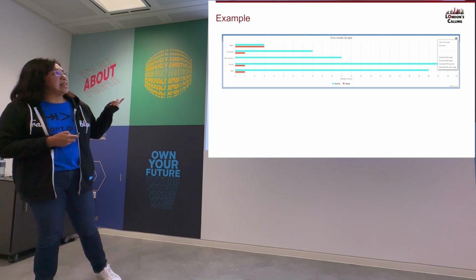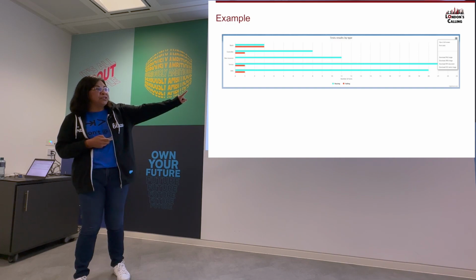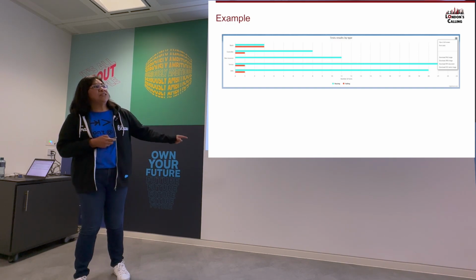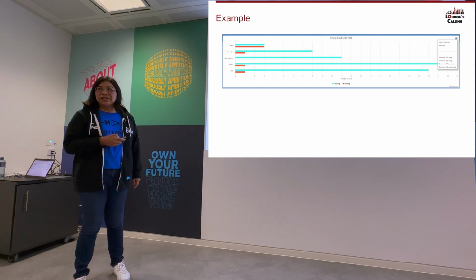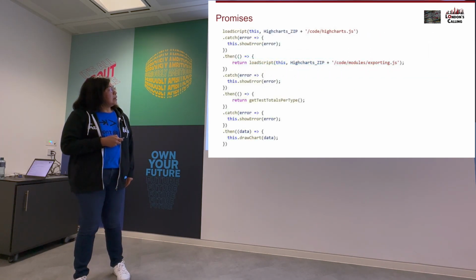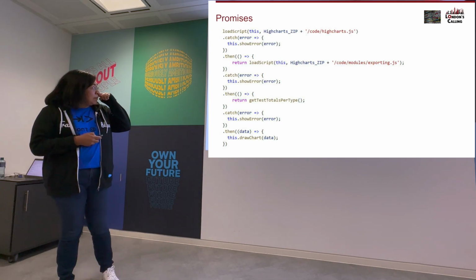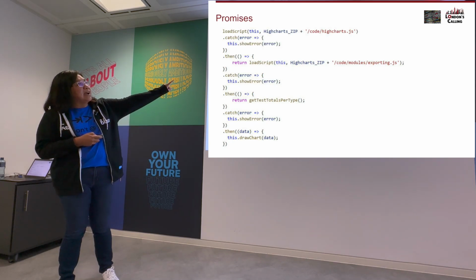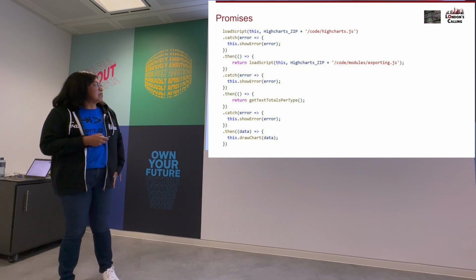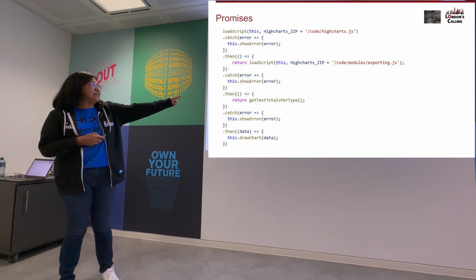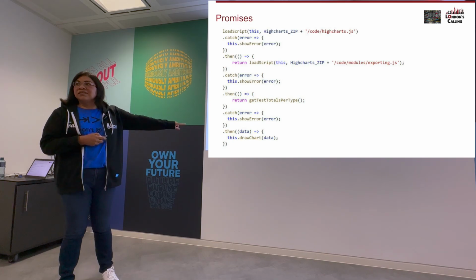I am using an example here because I need a library for the chart and for the module. And after the library, I need to get the data from Salesforce, from the backend. And finally, I want to draw the chart. So this is one of the examples that I would have used. Maybe first, I need to load the script of Highcharts. This is the main one. Then I need the module exporting, and then call my method in Salesforce in Apex to get the totals. And finally, draw the chart.